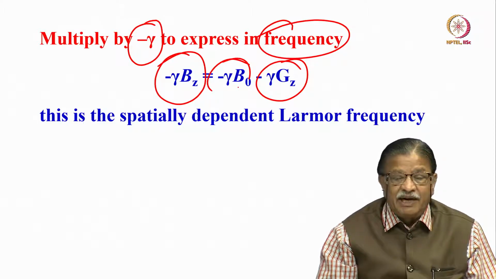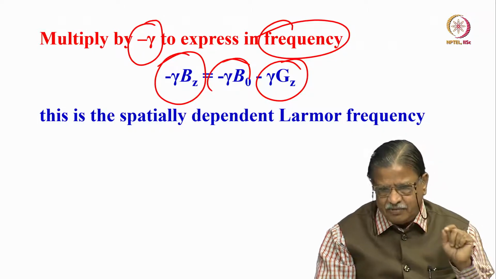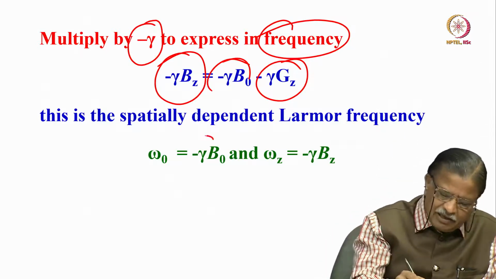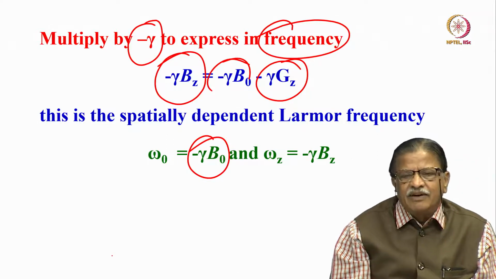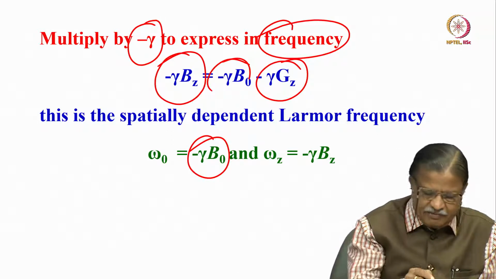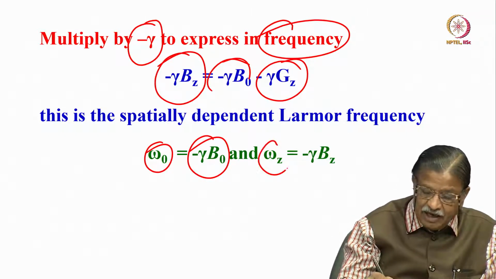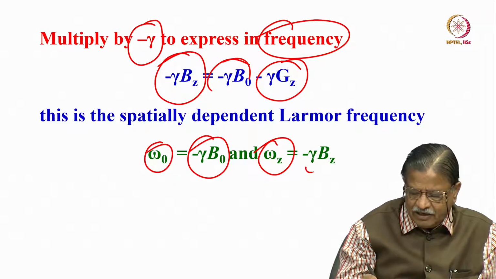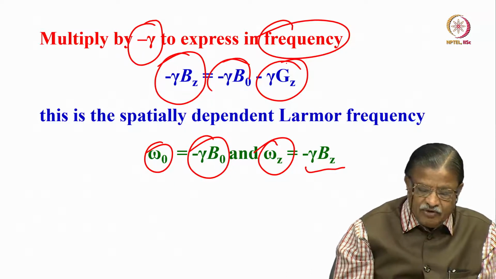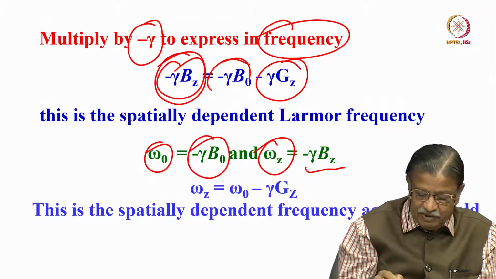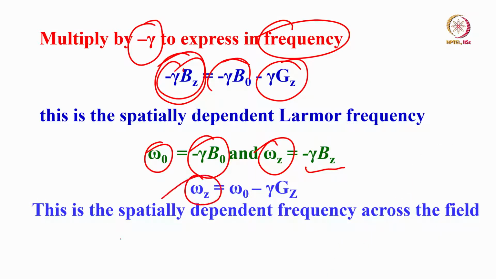This is the spatially dependent Larmor frequency. We calculated the Larmor frequency just by multiplying by minus gamma. We know gamma B naught is a precessional frequency, the Larmor frequency. You can express it in omega, 2 pi nu or omega. Similarly, now omega z, I can call it gamma Bz. So if I put this as omega z, then my equation becomes omega z equals omega naught minus gamma Gz. This is my equation now.